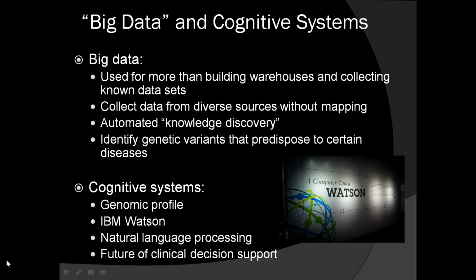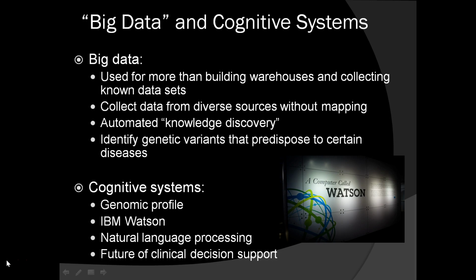Now, under cognitive systems, you have the genomic profile, IBM Watson, natural language processing, as well as the future of clinical decision support. Here, routine medical care is beginning to exceed the limits of human cognition. More than 5,000 new articles are published in the peer-reviewed medical literature every weekday. This is especially true in areas like oncology.